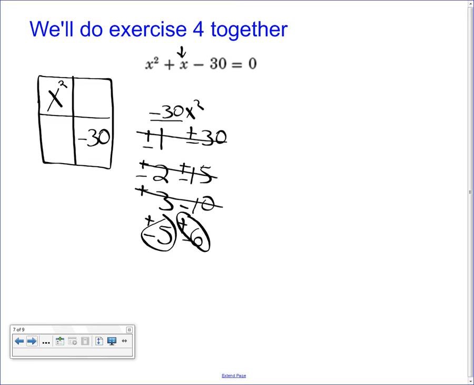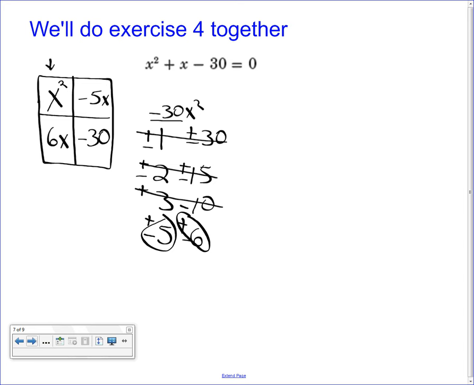So now then, I'm going to take and place those numbers, and it doesn't matter where I put it. I'll put a negative 5x here. I'll put a positive 6x here. I could switch them around. This method would work either way. Okay, now for the factoring. x squared and negative 5x have in common an x.